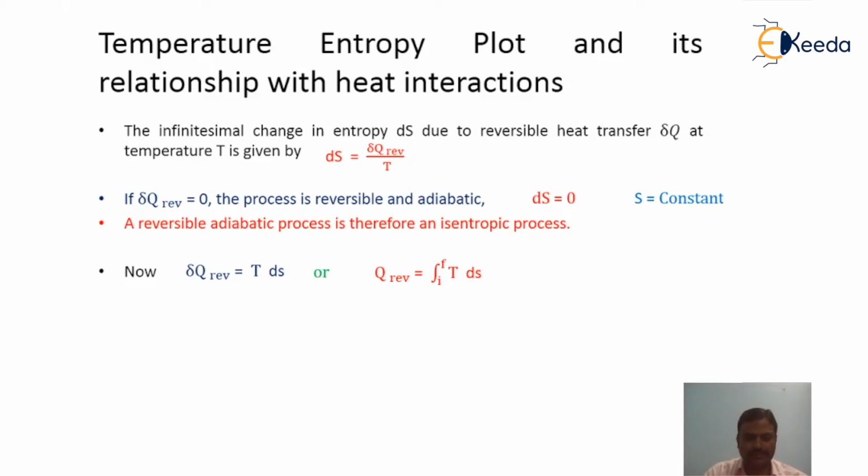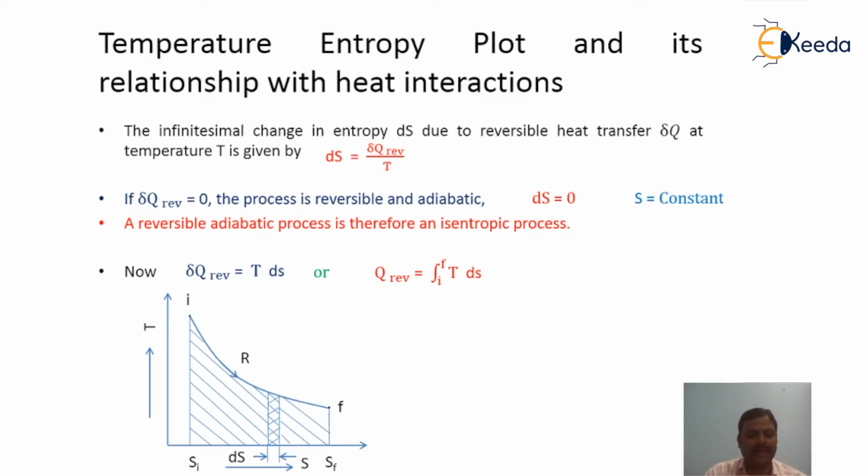Here, if we take for example, if we plot the change of state from initial equilibrium state I to final equilibrium state F on a TS diagram, and when it follows the reversible path R, the area under this curve indicates the amount of heat transferred during that process, so that Q reversible is equal to integration from I to F of T into dS.